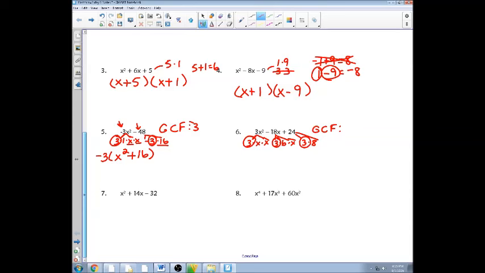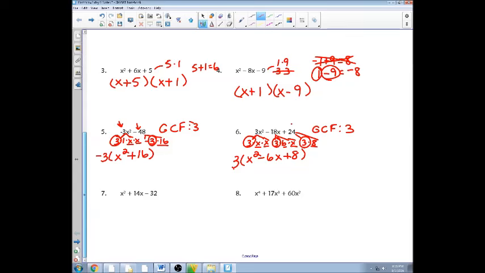Since my x squared would be positive, by pulling out a positive 3, I'm just going to use positive 3 as my GCF. So that would get me 3 times what's left from my first term, x squared. What's left from my second term, 6x. What's left from my third term, it would be 8. Okay? 3 divided by 3 is positive 1. Negative 18 divided by 3 is negative 6. Positive 24 divided by 3 would be positive 8.